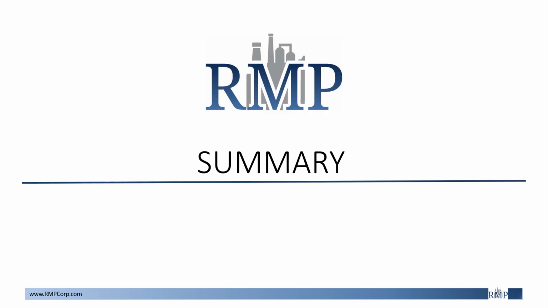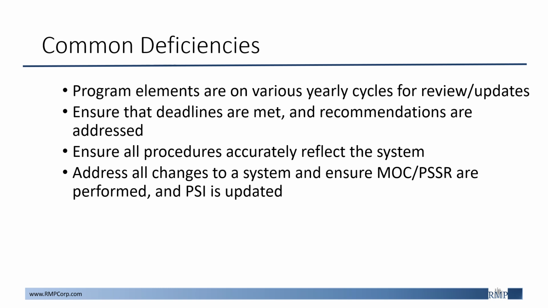Now let's summarize what I went over. To summarize these common deficiencies, it is important for facilities to understand that program elements are on different cycles, whether that's annual, triannual, or every 5 years, and they must be reviewed and updated accordingly. It is important that these deadlines are met to retain compliance and that all recommendations are addressed and properly closed out. It is important that all procedures are updated and reviewed to ensure that they correctly reflect the system and that proper training is performed to ensure all members of personnel are made aware of any new hazards, existing hazards, and the tasks at hand.